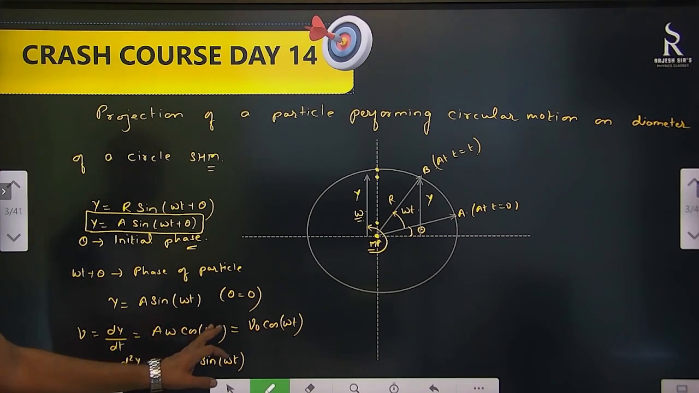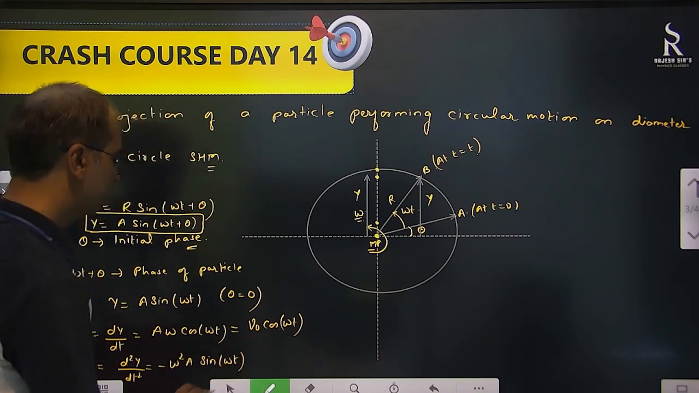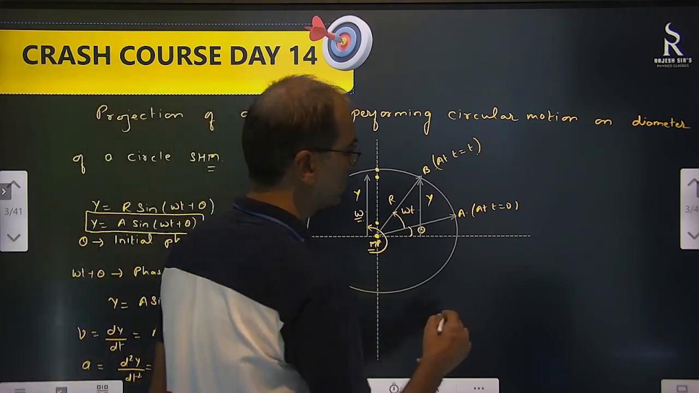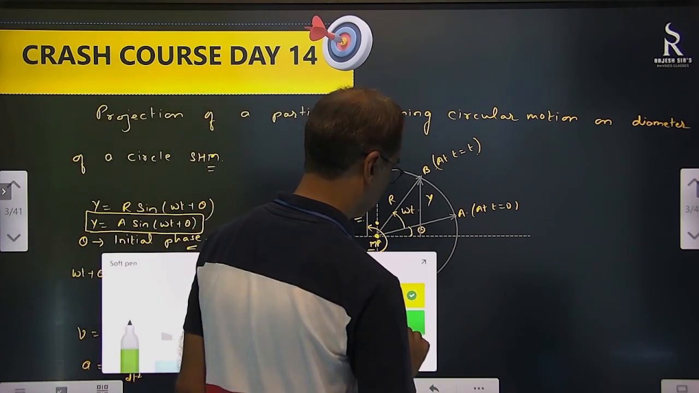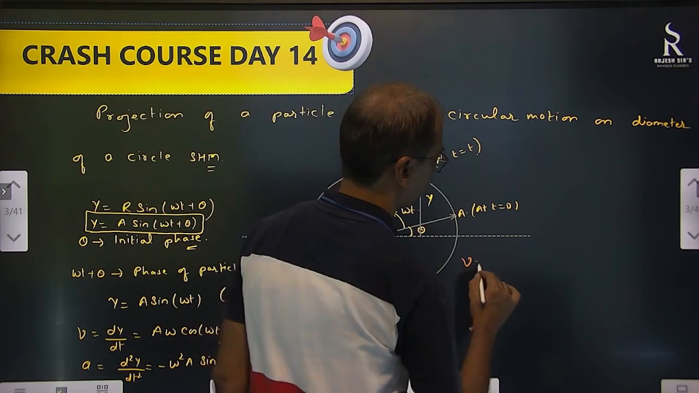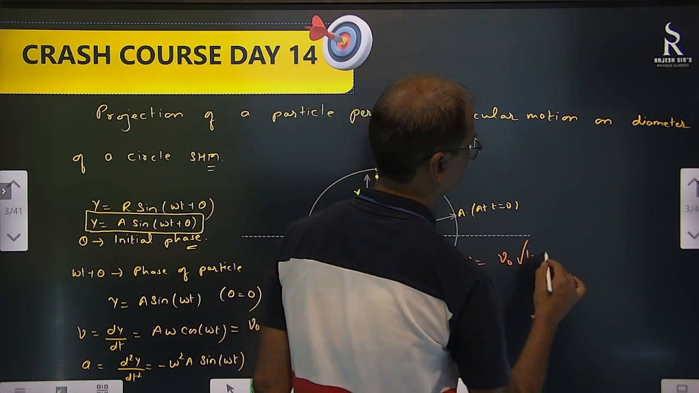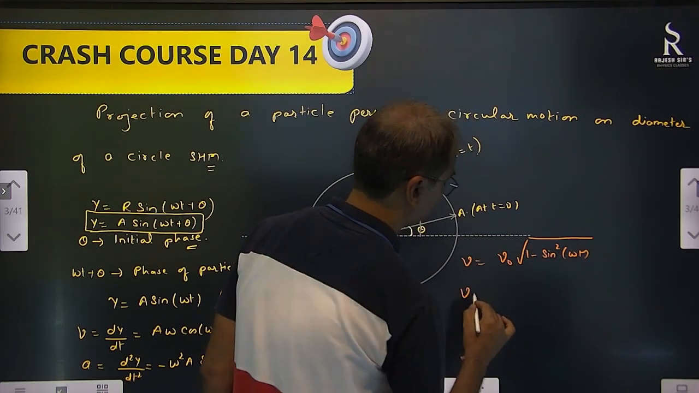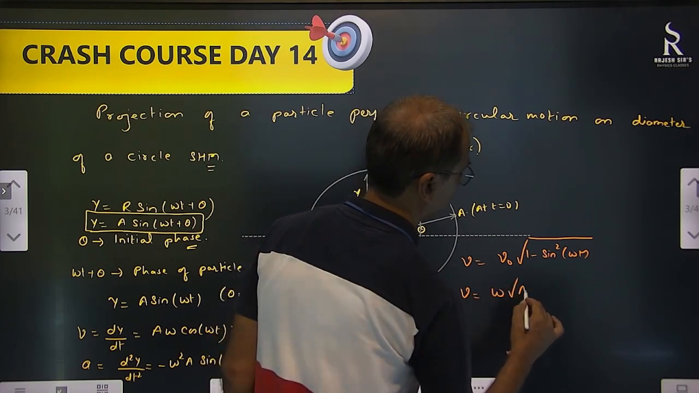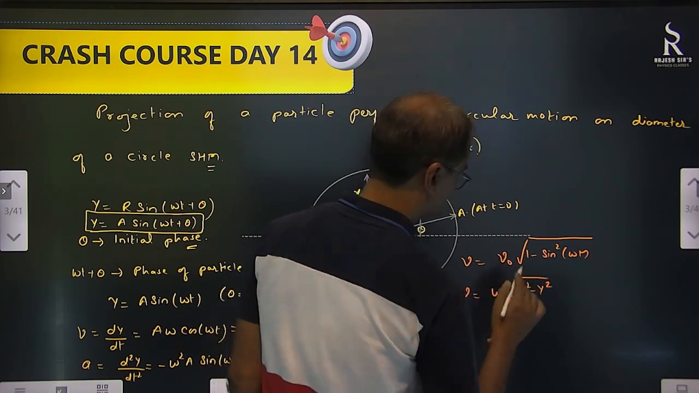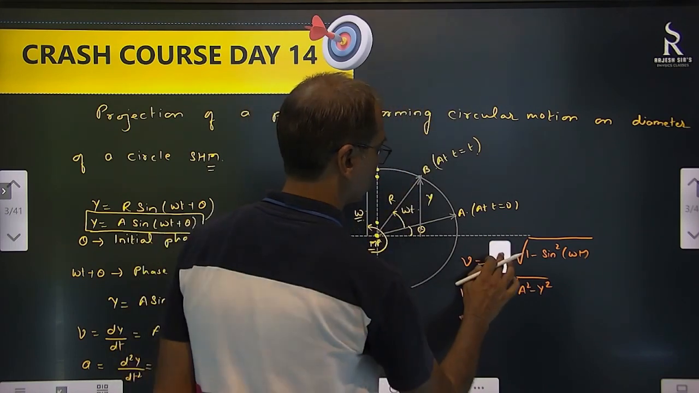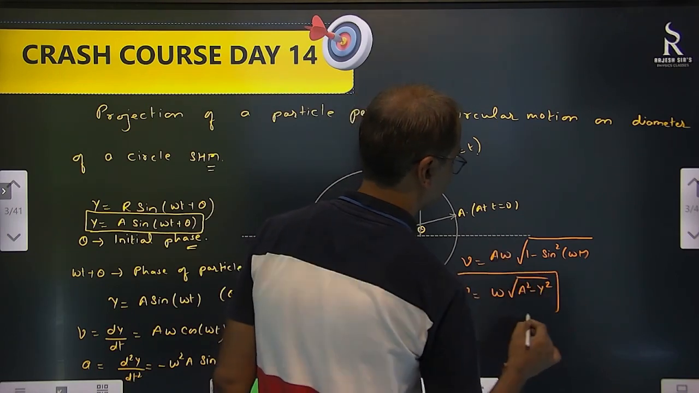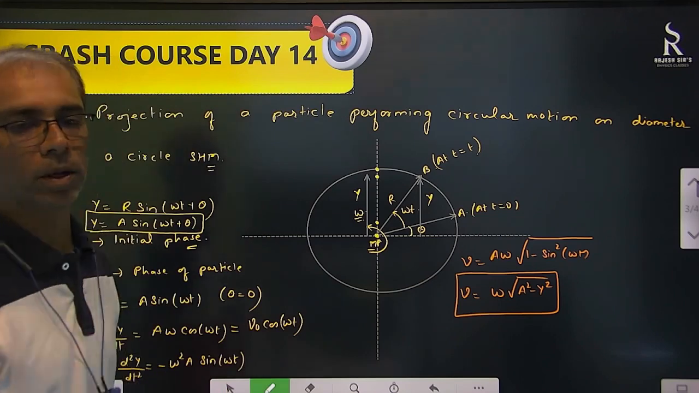Now, these are all formulas. Velocity is one more formula we will be getting. What formula? Because v we are writing as v naught cos omega t, we can convert this in terms of sine also. v equals v naught cos omega t, we can write as v naught root over 1 minus sin square omega t. So from here we will get another formula: omega root over A square minus y square. This v naught is A omega. So another formula that we will be getting is v equals omega root over A square minus y square.